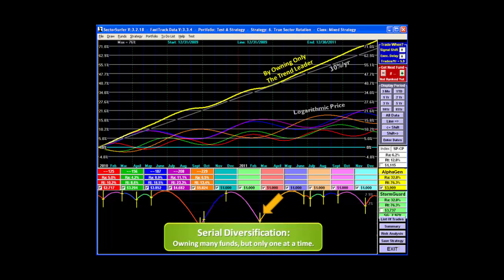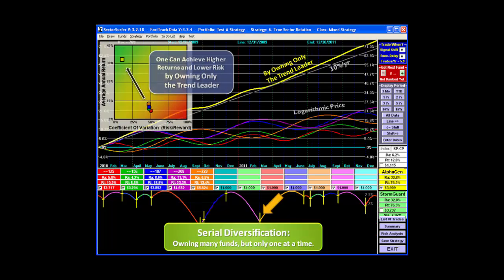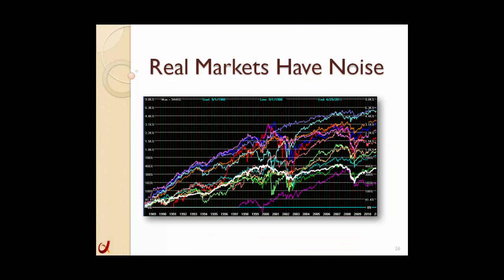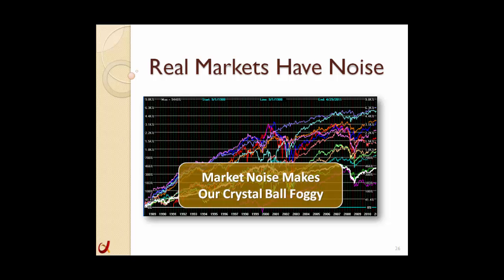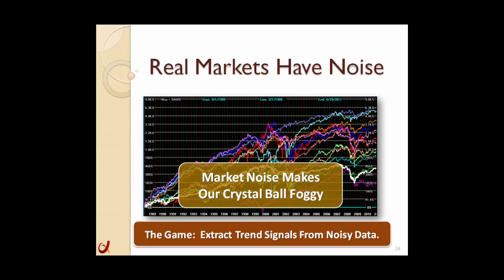True sector rotation is also called serial diversification, owning many funds, but only one at a time. As this chart shows, one can simultaneously achieve higher returns and lower risk by owning only the trend leader. And yes, this is the Holy Grail. But something is missing. Real markets have noise, and market noise makes our crystal ball foggy. Thus, the game is to extract trend signals from noisy data. This is the hard part of the job.